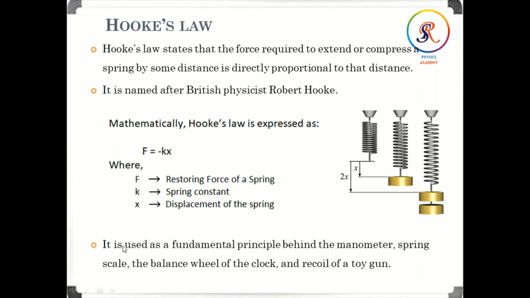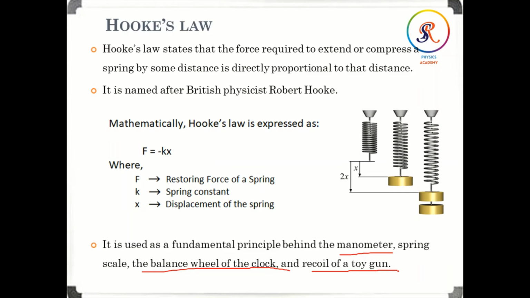It is used as a fundamental principle behind the manometer. Here, what is a manometer? A manometer is a device to measure and indicate the pressure of a liquid. Next, applications of Hooke's law include the spring scale, the balance wheel of a clock, and the recoil of a toy gun.